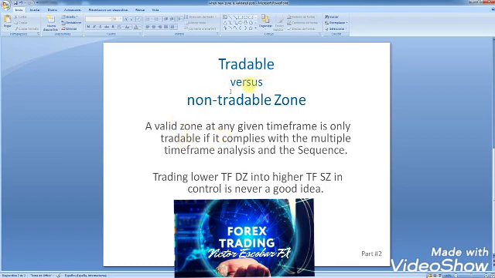So let's talk about the tradable versus non-tradable zone. A valid zone at any given time frame is only tradable if it complies with the multiple time frame analysis and the sequence. What does that mean? That you need to apply the sequence.